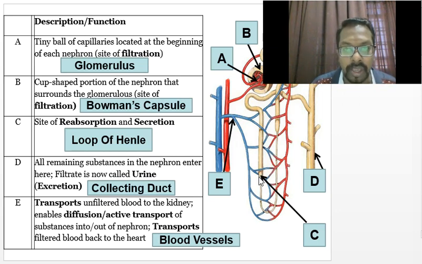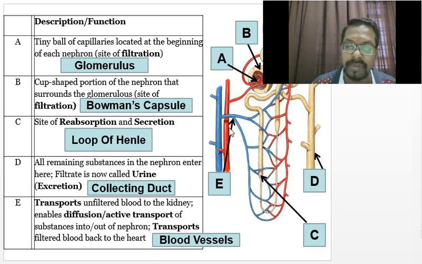Okay, and then you have our D here. All remaining substance in the nephron enter here. Filtrate is now called urine. That means this is the final product, the urine. Okay, here the urine is formed. Whatever needs to be excreted out in the form of urine will be collected in the collecting duct here. Okay, and then you have your E.